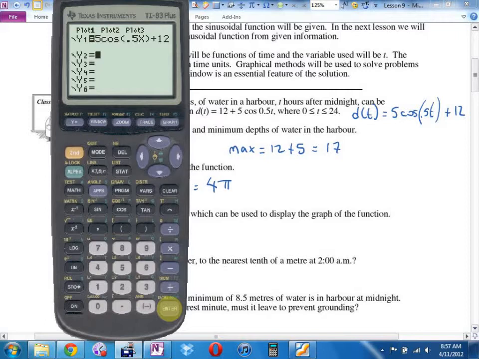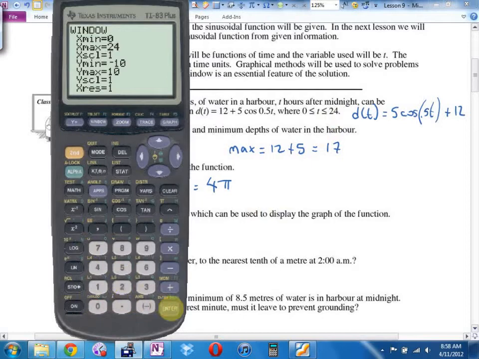If you did, that's no big deal. But I need to pick a good window. So, view window. What do you think I want my domain, my x's to be? I'll give you a hint. The question actually tells you. Amanda, that's one number. I need between what and what? The question tells you. Didn't I just say that's the x value there? And they say, what do they want me to graph it between? What's my x min? 0. What's my x max? 24.